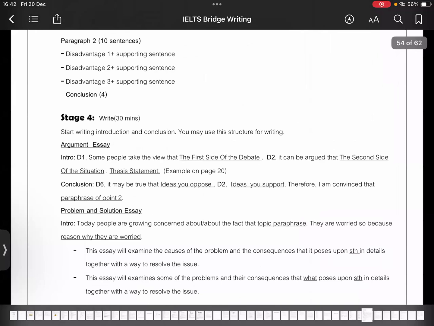Okay, so after you have done that, the next stage, or stage 4, is to write from what you have planned. So if you have an argument essay, you want to begin with the introduction. And this is a guideline of how you can write your introduction. The body paragraph, there's no guideline, but you can use some of the useful phrases on the last page of chapter 4. Conclusion, right? So all the D1, D2, D6, these can be found on the last page of chapter 3.